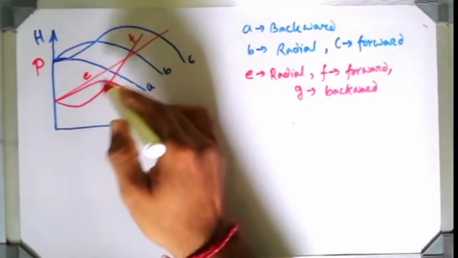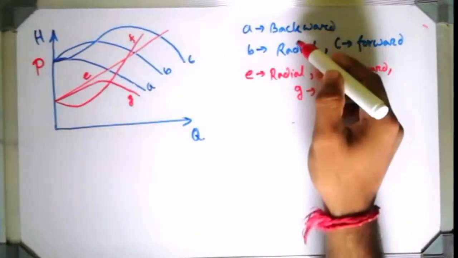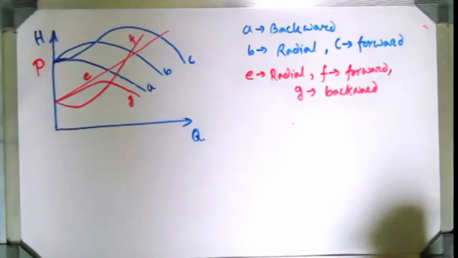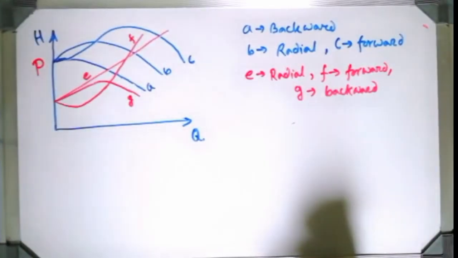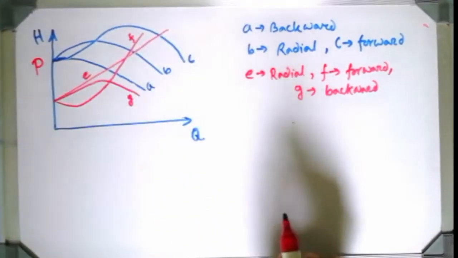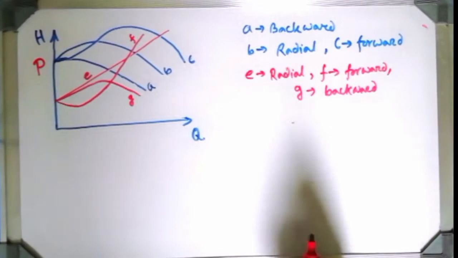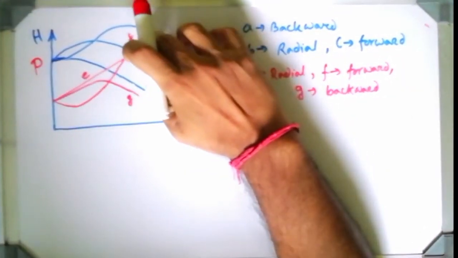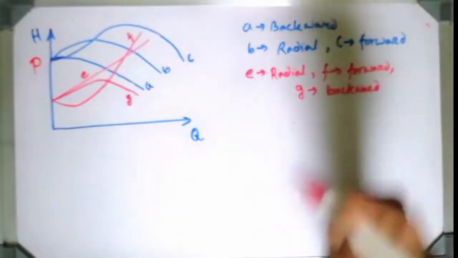These red curves represent the power consumed by these particular pumps for a particular kind of blade geometry: one radial blade, one forward blade, one backward blade. These red curves are power curves. Which power? The power consumed by the pump. And these blue curves show you the head curves for these three kinds of blade geometry.